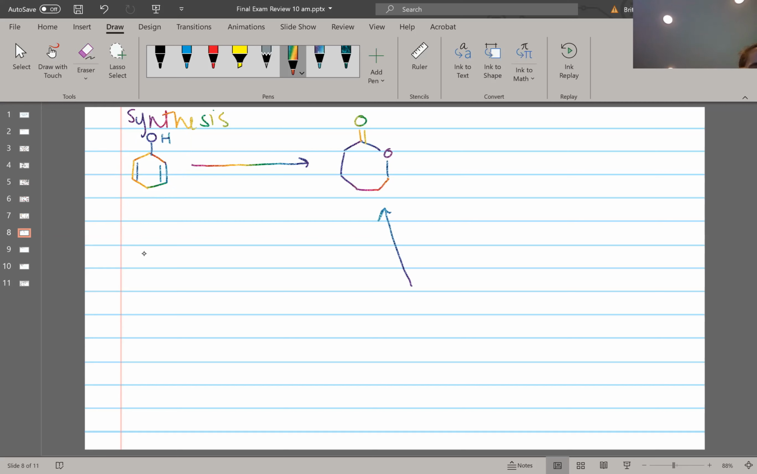I mean, we could start at the beginning. What is in the original material that's not in the product? An alcohol. Yeah, we have the alcohol and the double bonds. Yeah, and the alkenes. You could go ahead and get rid of the alkenes right now if you wanted. They're not going to help us get to the product. What could we use to get rid of the alkenes? To hydrogenate them?